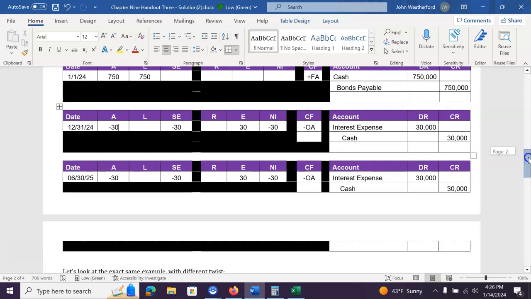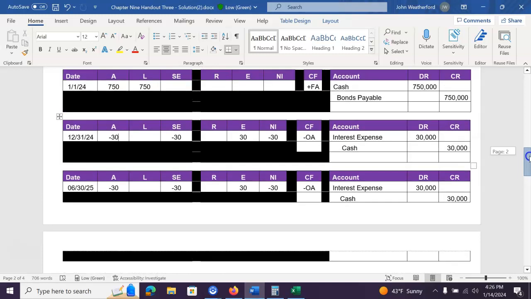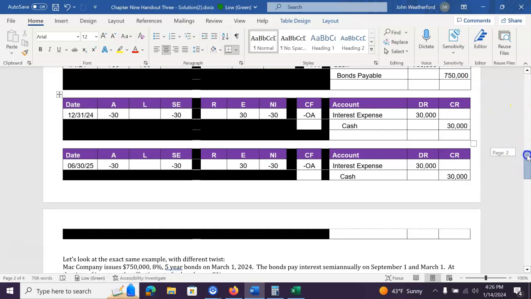Then when the bonds mature, the issuing corporation would pay out cash of $750,000 to the bondholders, and they would wipe out the bonds payable off the books. So when they were paid off, bonds payable would be debited and cash credited.